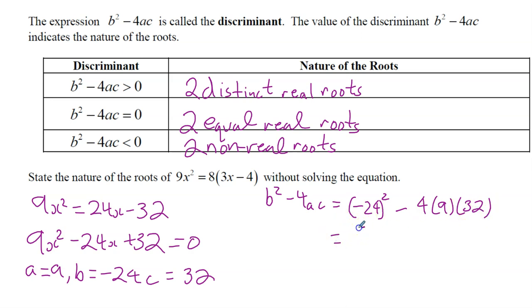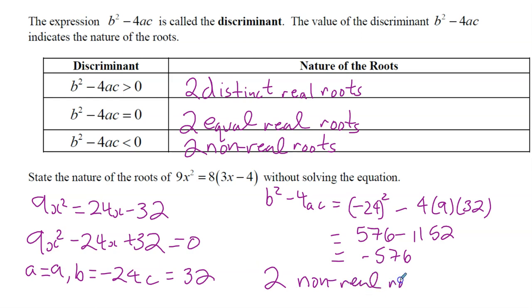Calculator would be handy. I actually have it worked out already, so I'm not going to do that calculator stuff in front of you. Equals, I mean, this part you could just say, hey, that's negative, but we can work it out. So it's negative 576. That's less than 0. If the discriminant is less than 0, then there are two non-real roots.